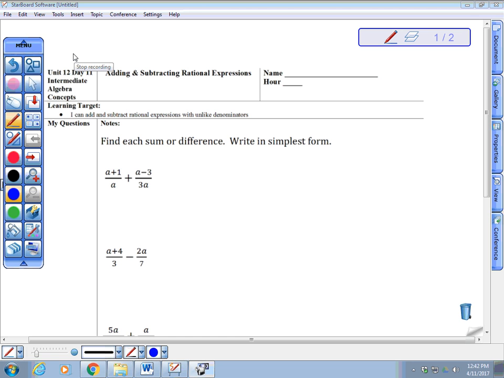Hey, adding and subtracting rational expressions. I can add and subtract rational expressions with unlike denominators as your learning target.